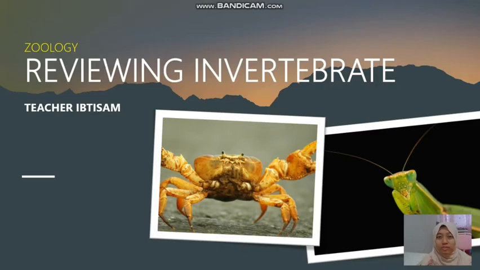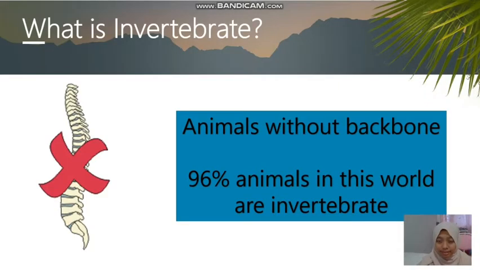So today we will review about invertebrates. What is an invertebrate? An invertebrate is an animal that doesn't have a backbone. Since it doesn't have a backbone, it is fragile, and 96% of animals in this world are invertebrates.